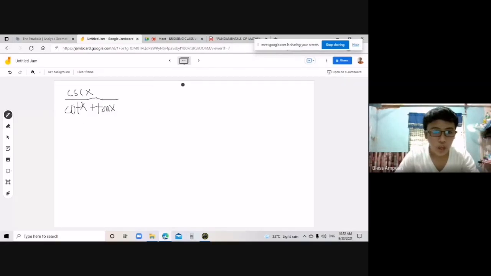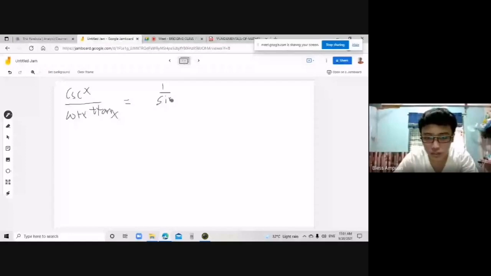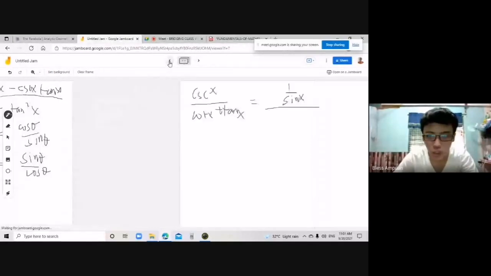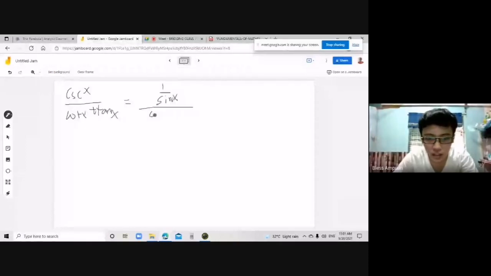So at this point, as you observe, we have cosecant x divided by cotangent x plus tangent x. In terms of simplification, there should be no fraction left. So let's first analyze cosecant x, cotangent x plus tangent x. Cosecant x is 1 over sine x. Cotangent x is cosine x over sine x. Plus tangent x is sine x over cosine x.